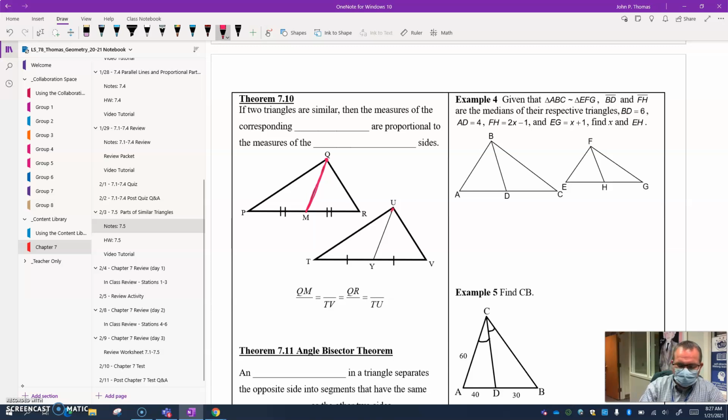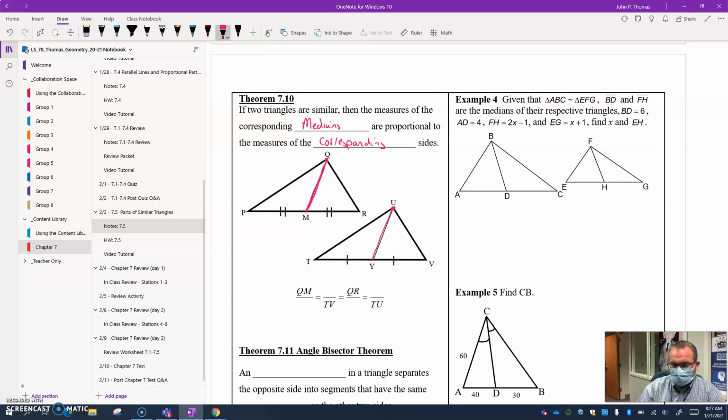All right, and notice both of these, based on the markings, are medians. So this theorem is going to say if two triangles are similar, then the measures of corresponding medians are proportional to the measures of corresponding sides. All right, so when we look at this, it just allows us to set up another proportion.